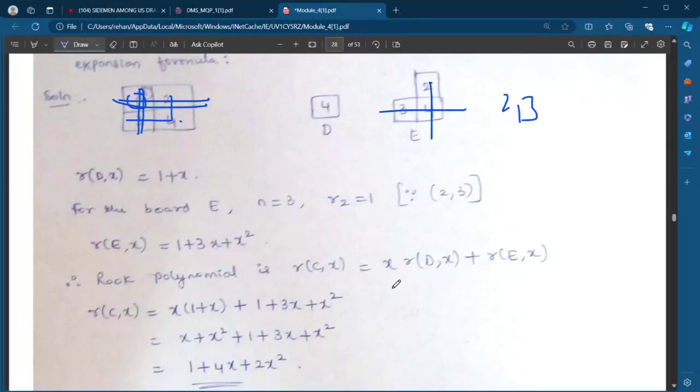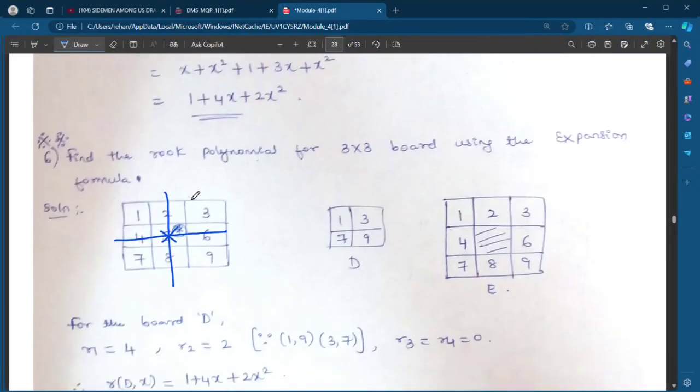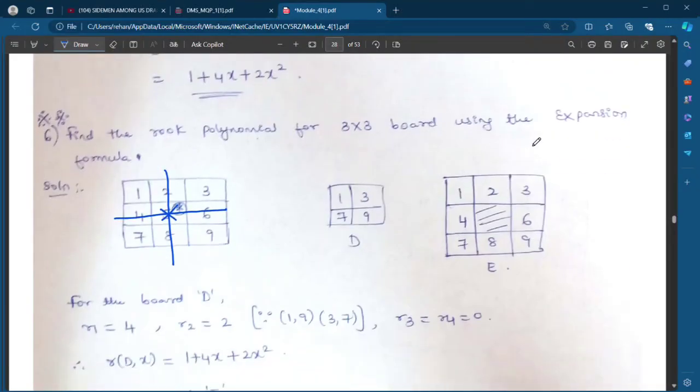So the rook function for C, x equals x into R of D, x plus R of E, x. So x into R of D, x is nothing but, see, in D I have R1 only, R1 is equal to 1, R2 I don't have, that is 0, right? So 1 plus R1 into x, this is not R1 square, R1 into x plus R2 x square. R2 is 0, so this whole term will go off. R1 is 1, 1 into x, so 1 plus x, that's why we are getting 1 plus x.